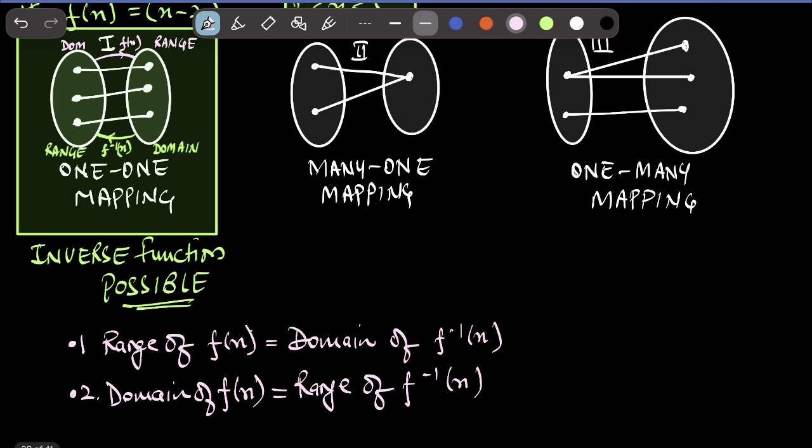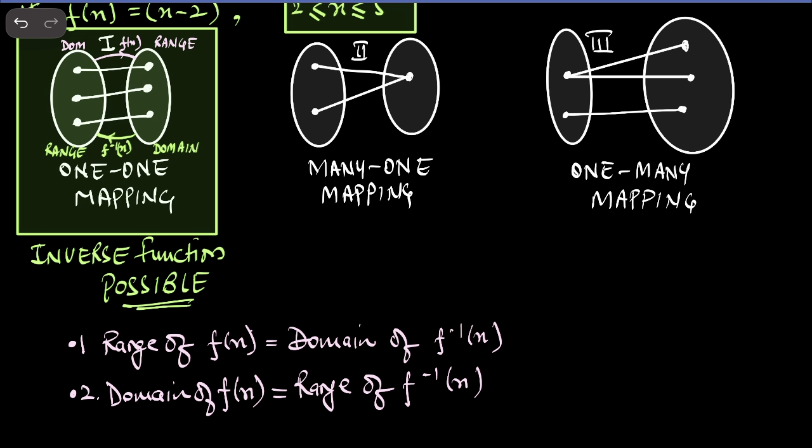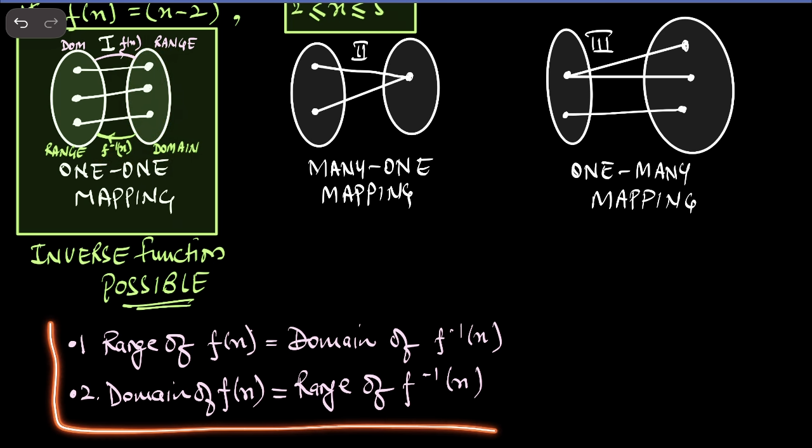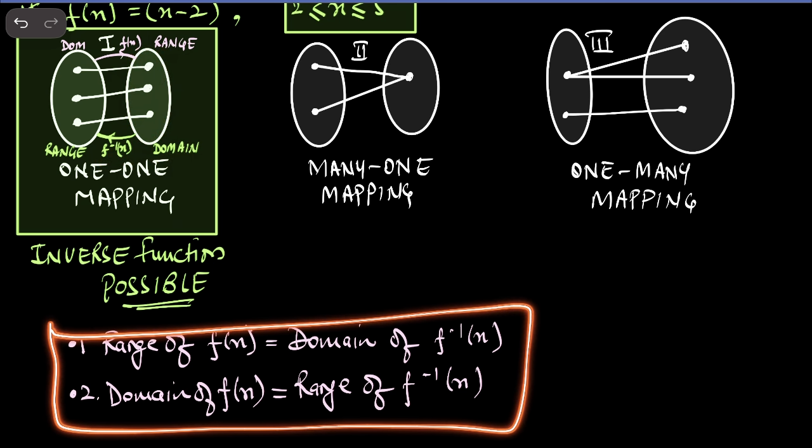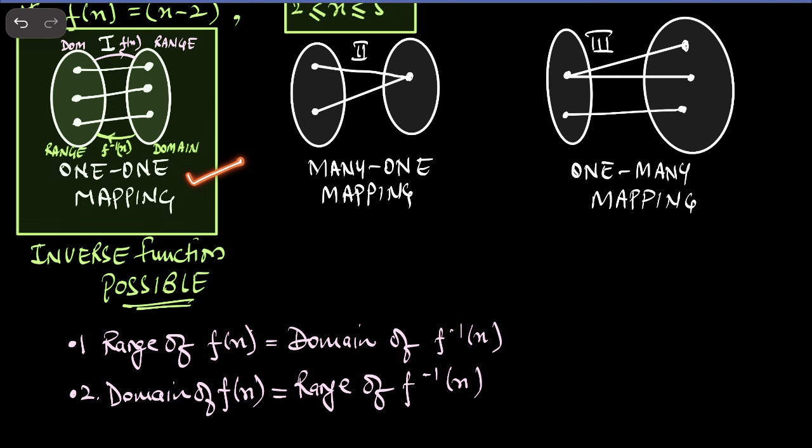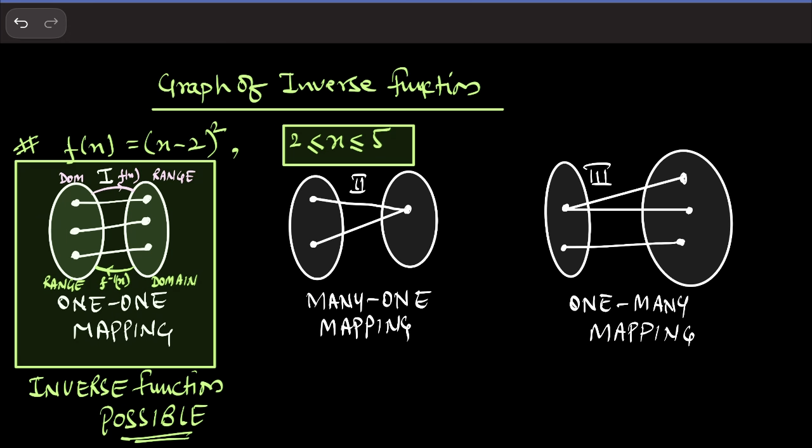So very simple language we need to understand. Whatever is the domain of f of x is actually going to be the range of f inverse, and the range of f of x is going to be the domain for f inverse. Okay, so now keeping these things in mind, that these are the 2 points and the function is required to be 1-1. Now based on this particular information, we are going to understand the graph of inverse function.